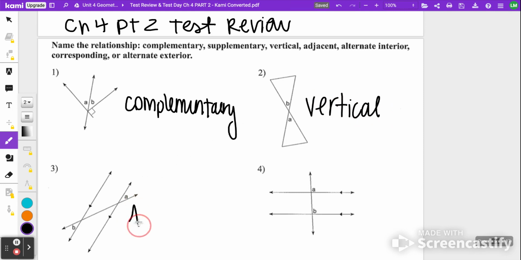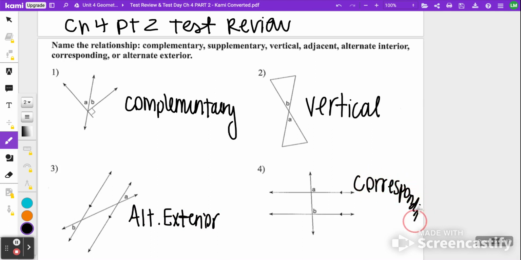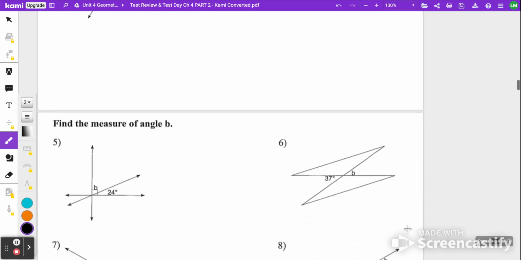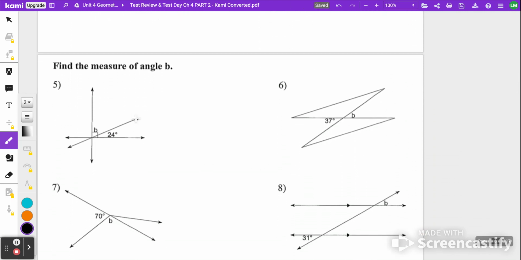Number three is alternate exterior. And number four is corresponding. Okay. Number five says find the measurement of angle B. If you are looking at this one, these are complementary angles. What we're going to do is take 90 and subtract 24 to see the leftover amount. 90 minus 24 is going to give us 66.